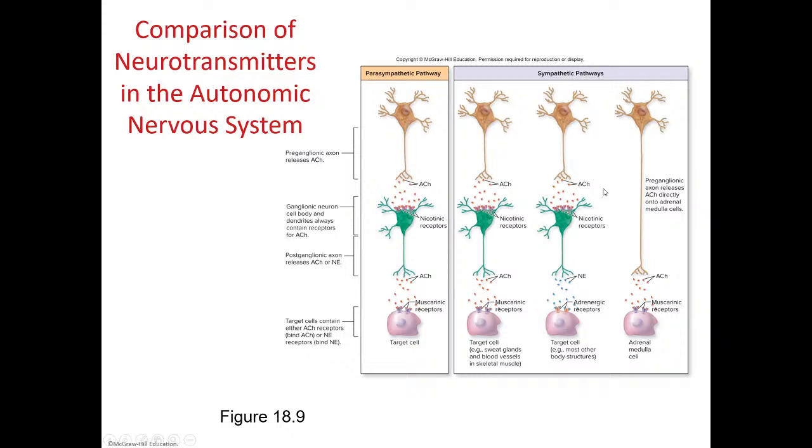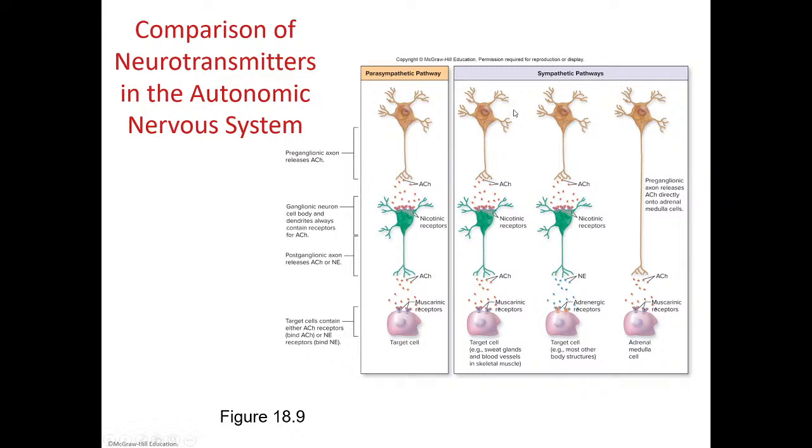So here is a diagram showing you all the different combinations for preganglionic and postganglionic neurons in the parasympathetic and sympathetic system. Parasympathetic is easy. Preganglionic fiber releases acetylcholine, and that binds to nicotinic receptors. The postganglionic fiber releases acetylcholine, and that binds to muscarinic receptors. Always in the parasympathetic system.